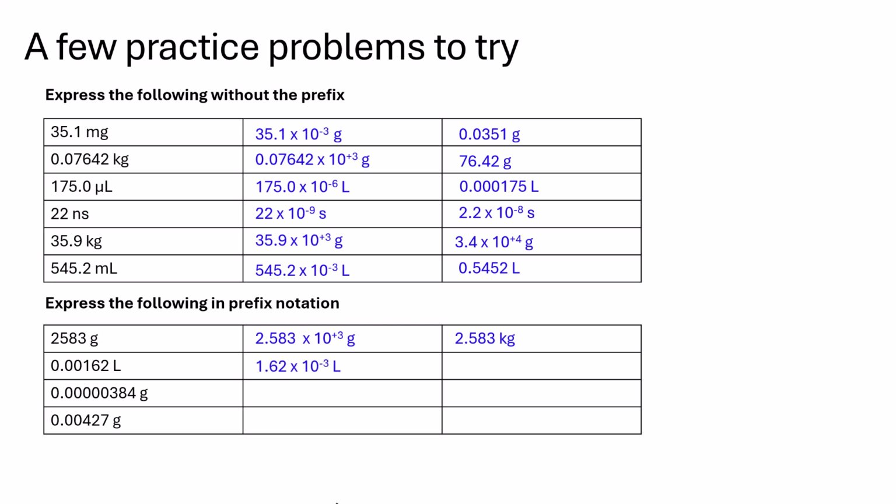0.00162 liters. This is 1.62 times 10 to the minus 3 liters. Guess what? Times 10 to the minus 3 is milli. So we replace the times 10 to the minus 3 with milliliters.